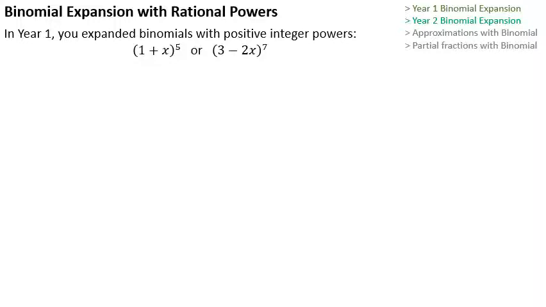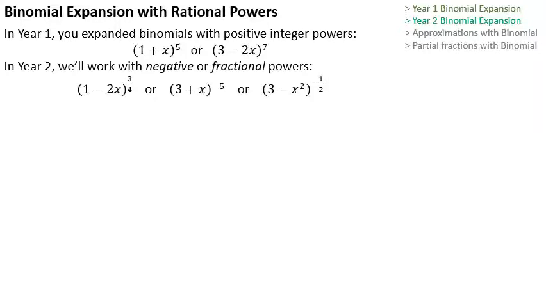So 1 plus x times 1 plus x times 1 plus x times 1 plus x times 1 plus x would take you quite a while to calculate, even if you found an efficient way to do it. But the binomial formula allows you to condense all of that into a relatively efficient process.